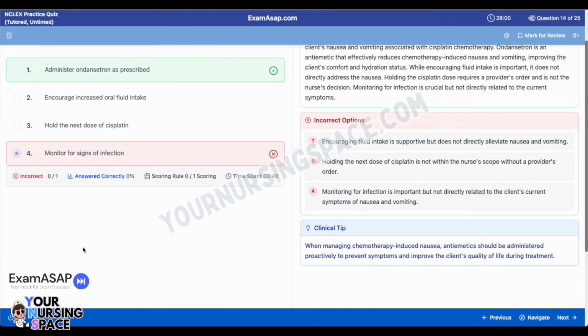Clinical tip: when managing chemotherapy-induced nausea, antiemetics should be administered proactively to prevent symptoms and improve the client's quality of life during treatment.